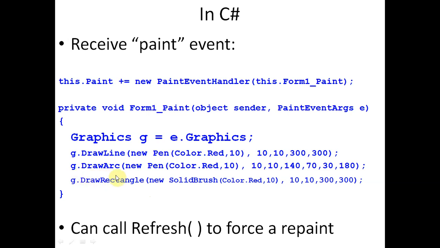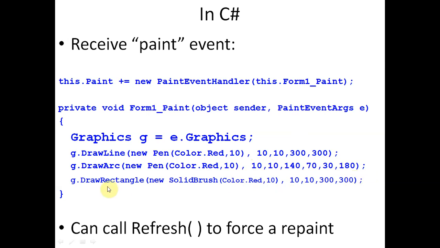g.DrawArc. For drawing an arc, again we take this pen, its color is red and thickness is 10. So from the 10 position we are drawing it. We require x1 y1, x2 y2, and x3 y3. We take three points, then accordingly we will display the arc.